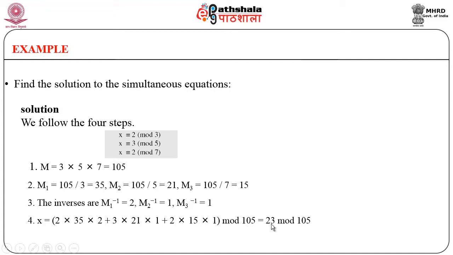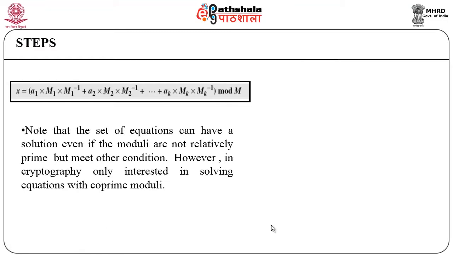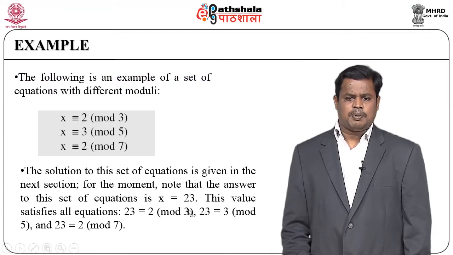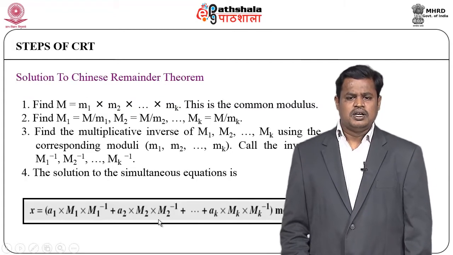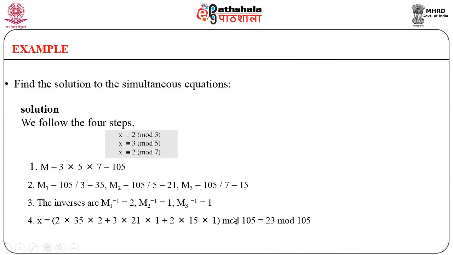So, now we got the answer, as we had already guessed: it is 23. We have now proved with the help of the Chinese remainder theorem that the answer is 23 when we have a set of congruent equations in such a way.